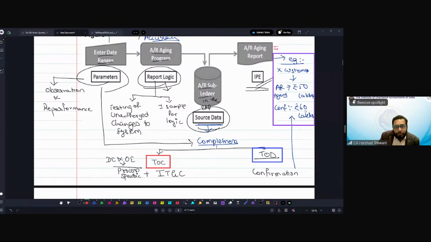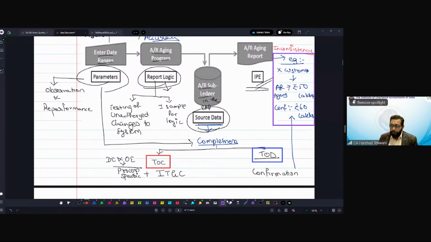What will you do? Sir, first we will verify the sales. That means how much sales we made to Mr. X. Then we will verify whether any advance or any cash amount was received from Mr. X, whether that is recorded in the books. And we will compare whether the sales minus cash receipt is matching with the balance in the books or not. And we can finally conclude whether the confirmation given by the customer is correct or not based on this audit evidence. Okay.